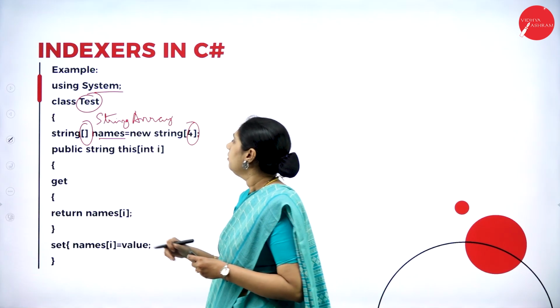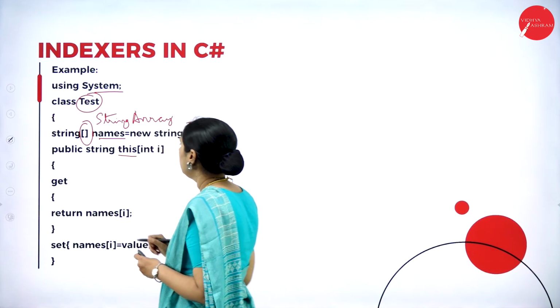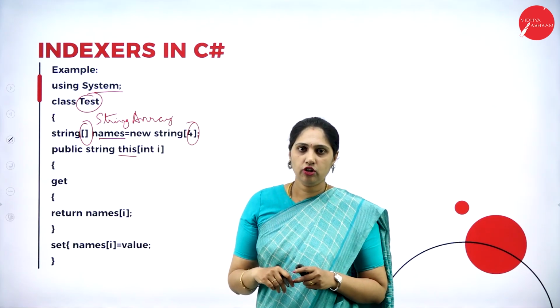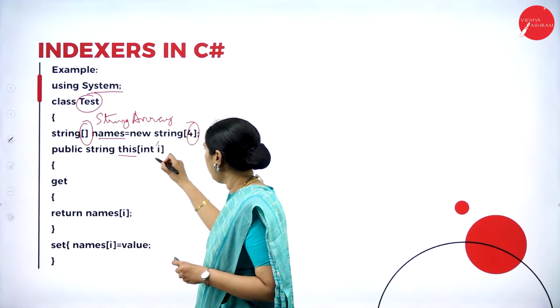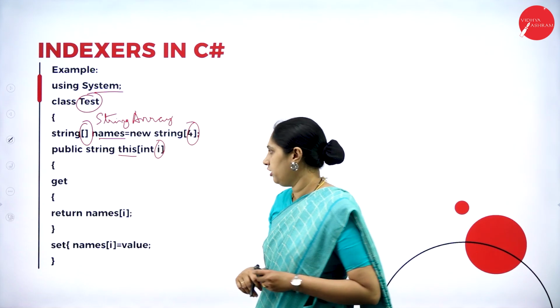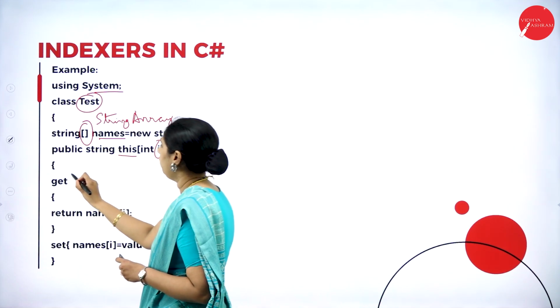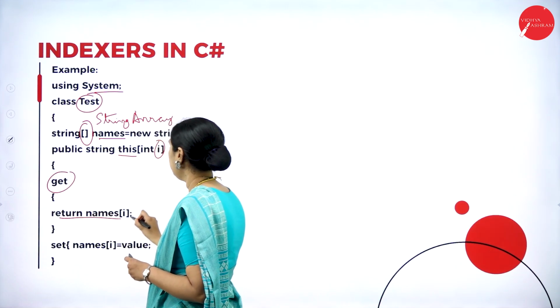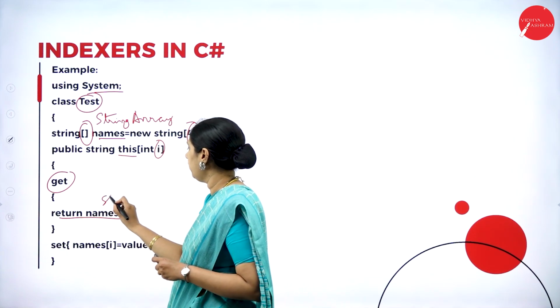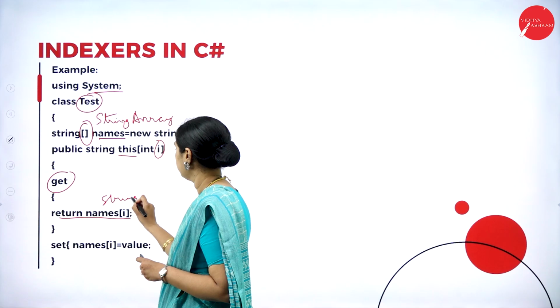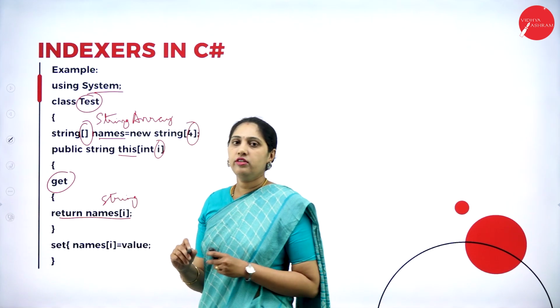Then we do public string this. So this indicates the current object. So we have indexing to this object. We are passing I, which is of type integer. And in the get we already discussed, we'll return names of I. What is names? It is a string array. In set, we just assign it.